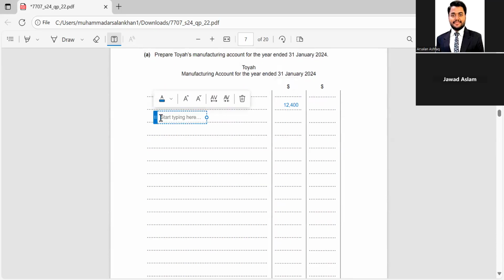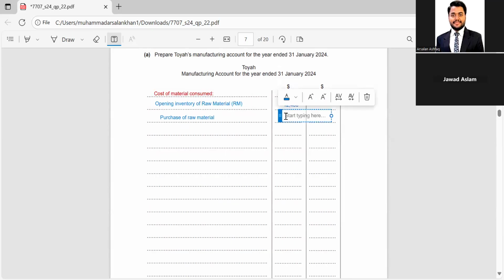Then we write purchase of raw material. After opening stock, we write purchase of raw material. And how much is the purchase of raw material? It is given on the fifth line. After opening stock, we are given with the purchase which is 143,000. Okay, 143,000. Then we will add both.